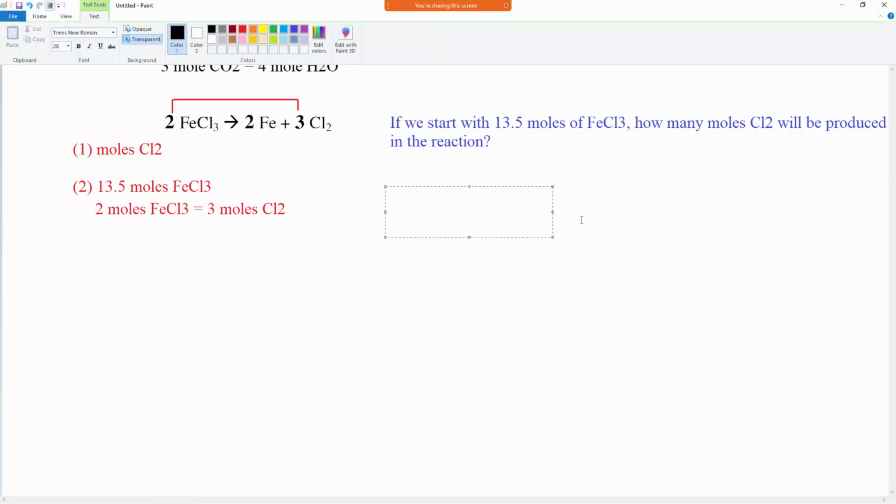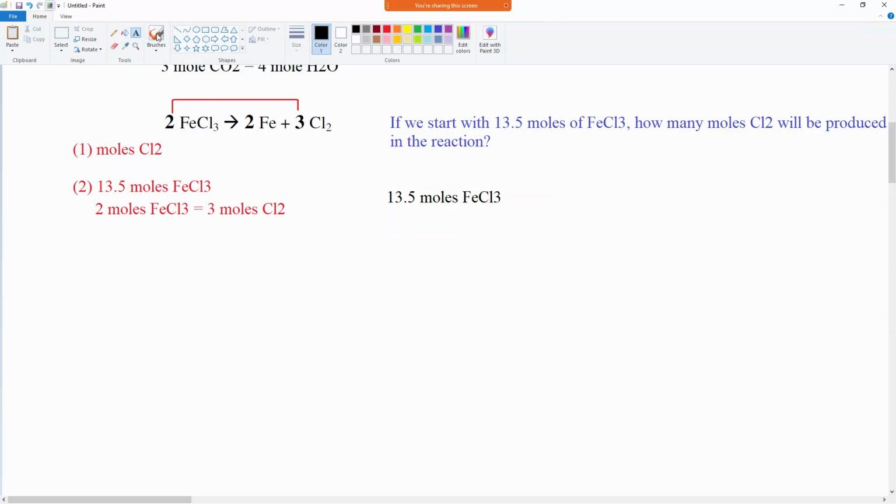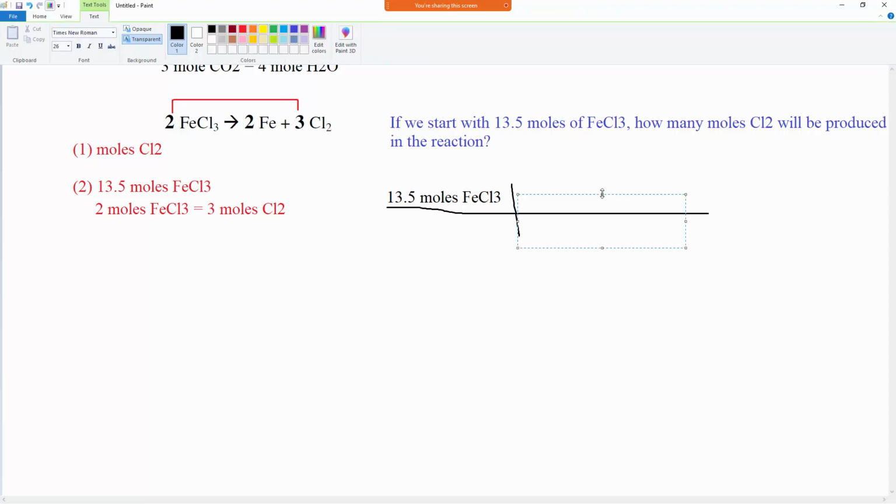All right, Zach says, let's start with our 13.5 moles FeCl3. And you guys are going to be tempted to drop the moles and just say, if I've got 13.5 FeCl3s and then I've got 2 FeCl3s for every 3, like I realize that that's really tempting because it's going to feel tedious, but please don't. You're going to want to get into the habit of leaving the identity units as well as the measurement units for everything.